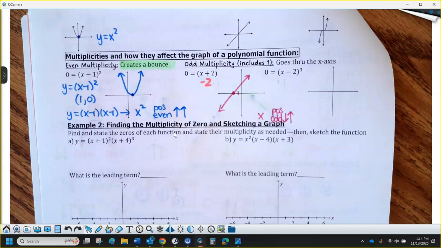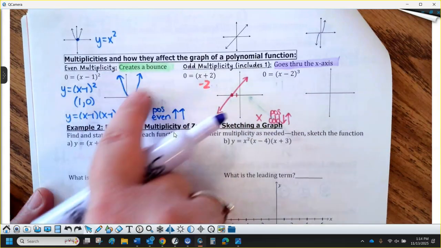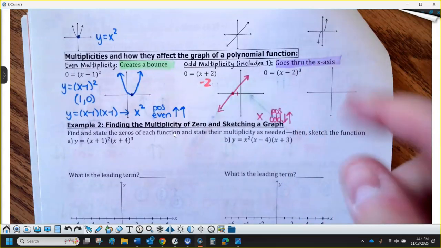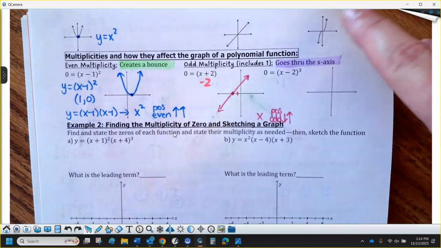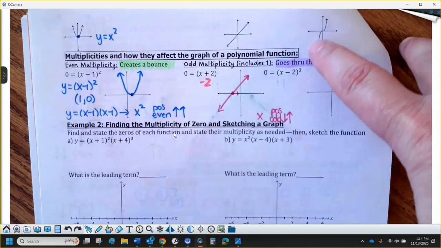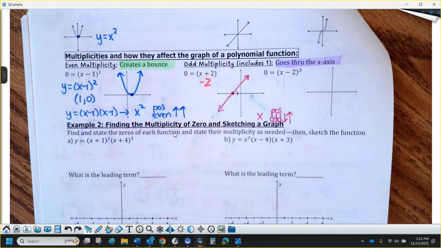Now, I'm not going to be super picky about this, but technically, if you have an odd multiplicity that is not 1, so if it's like 3, you're probably not going to see a 5, you might see a 3 though. Sorry, I should have highlighted this. This bounces back, this goes through. Technically, if you have a 3rd power or a 5th power or a 7th power, the shape looks more like this graph up here. It's not a line, it's like a cubic. If you have x cubed, I'm not going to be picky about this as long as you go through the x-axis.